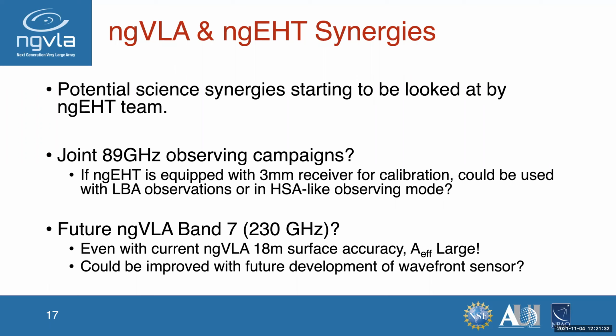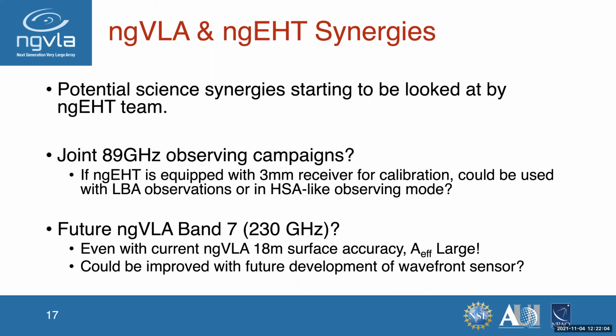So there is definitely potential for science synergies to be looked at, and I think they're starting to be looked at already by the ngEHT team. One is maybe the potential for joint ngVLA band 6, 89 gigahertz observing campaigns. I don't know if I got that frequency exactly right, but if the ngEHT is equipped with 3mm receivers for calibration purposes, it could be used with the LBA, the ngVLA long baseline array, either simultaneously or in some sort of an HSA-like observing mode.